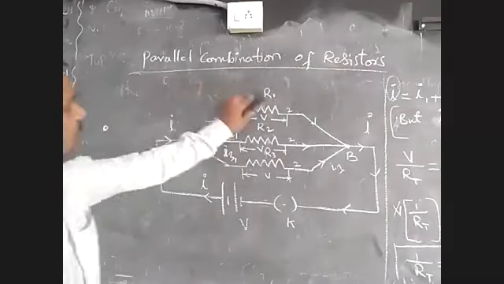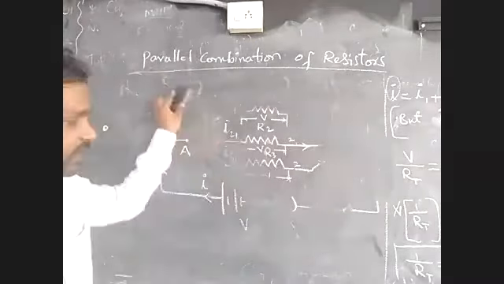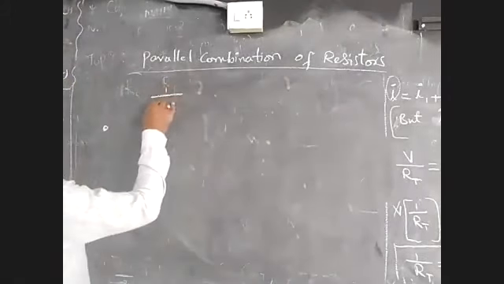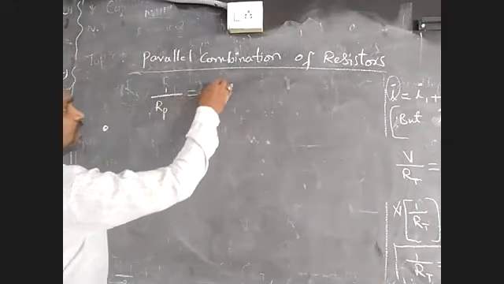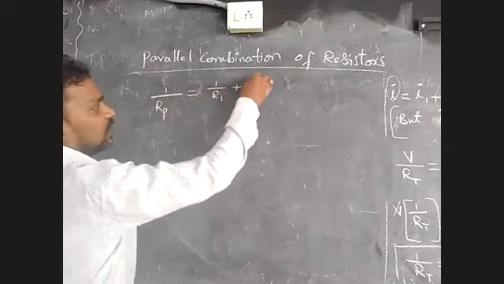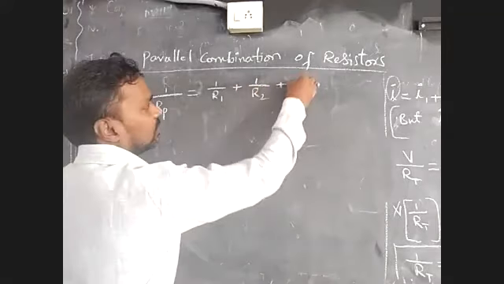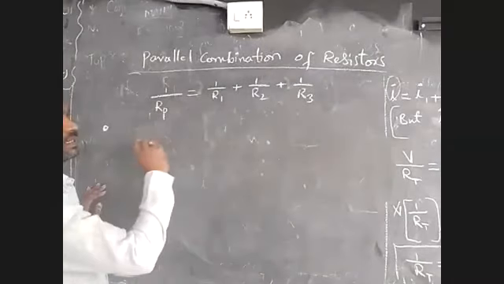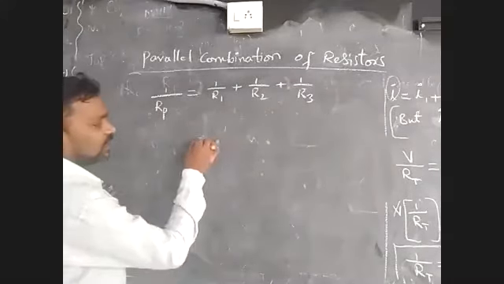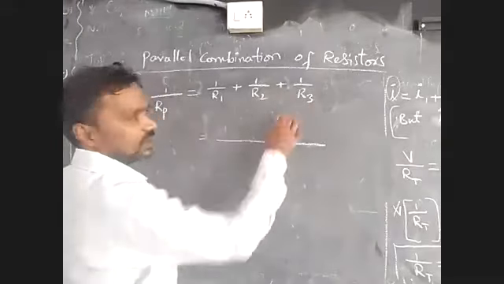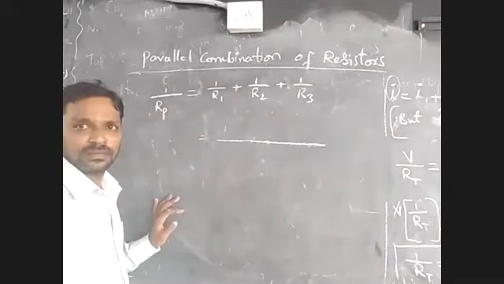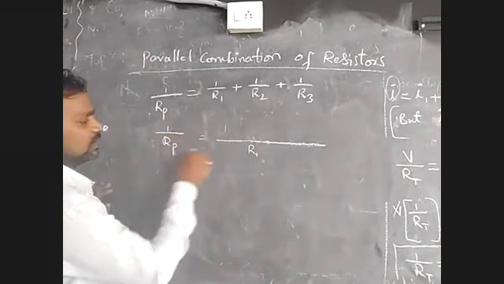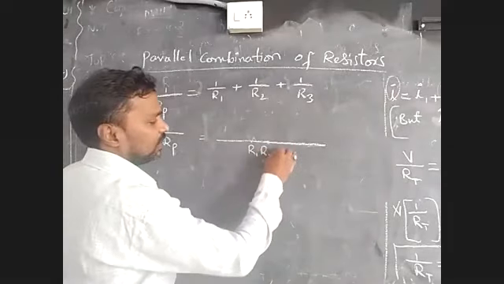Now, I will take the same equation, whatever we have written. What we got in the end is 1 by Rp is equal to 1 by R1 plus 1 by R2 plus 1 by R3. Now let us see what happens. If you take this, you will get the LCM of R1, R2, R3. Let us simplify this one. 1 by R1 is equal to R1 into R2 into R3 is the LCM.